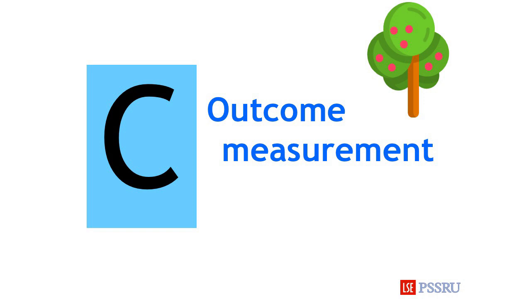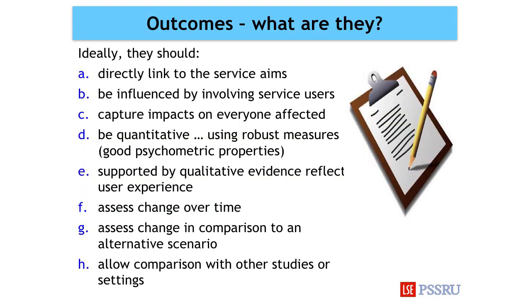On the outcome side, what we're interested in is a range of measures. I'm going to just quickly talk about 3 in a moment. Ideally, those measures would have a number of characteristics. They're directly related to the service aims, of course. We're trying to achieve effectiveness in this respect or in that respect. We'd want the people who are going to use those services to play a part in helping us to decide how to measure some of those outcomes. Need to capture impacts of everyone affected, and so on through the list.